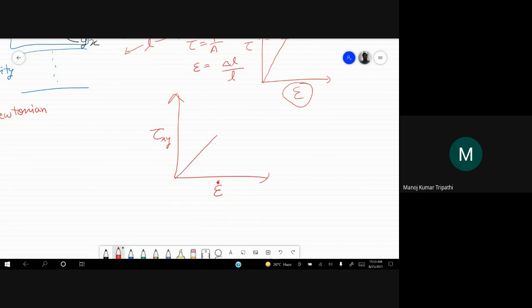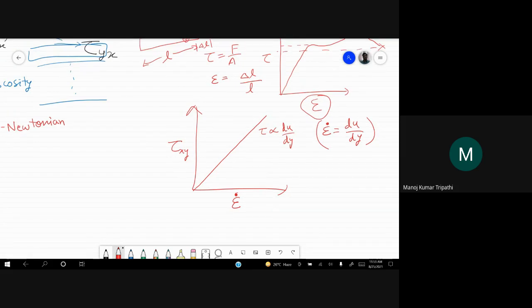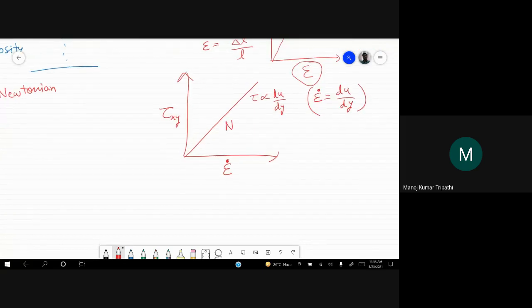This looks like a straight line because tau is proportional to du by dy, where du by dy also happens to be the strain rate. We have derived this. I will derive this again if you ask in the next class. So tau xy versus epsilon dot is this straight line, and this is also not for all the fluids. This is only for Newtonian fluids. For non-Newtonian fluids, it can be anything you can imagine.